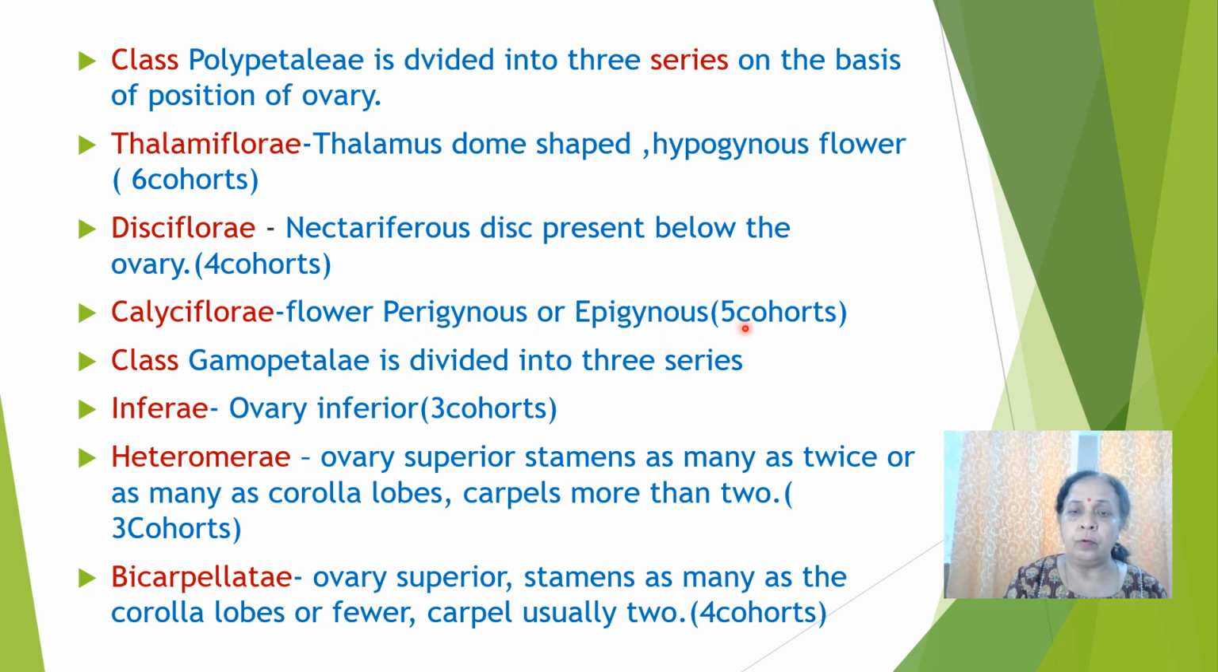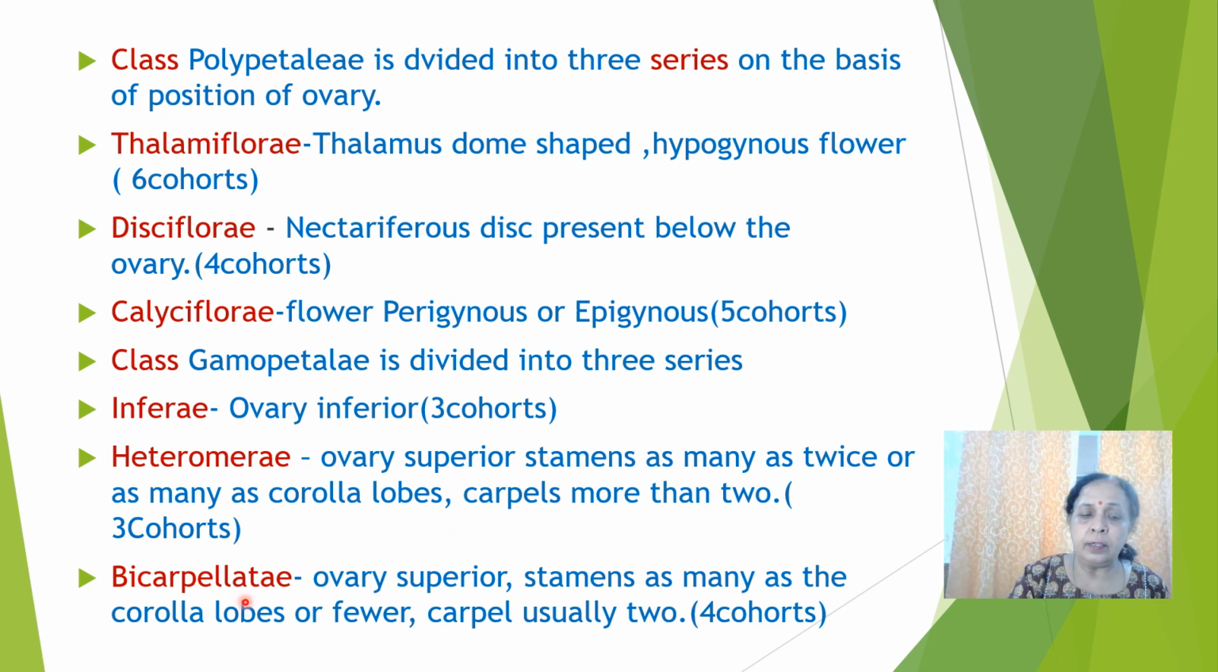This series includes 5 cohorts, and the next class, Gamopetalae, is divided again into 3 series on the basis of position of ovary. The first is Inferae, second is Heteromerae, and third is Bicarpellatae. In Inferae series, flowers show inferior ovary. This series includes 3 cohorts. And the next is Heteromerae, where the ovary is superior, stamens as many as twice or as many as corolla lobes, and carpels more than 2. This series includes 3 cohorts.